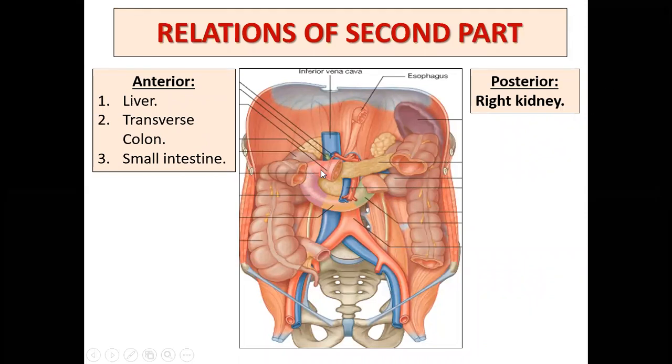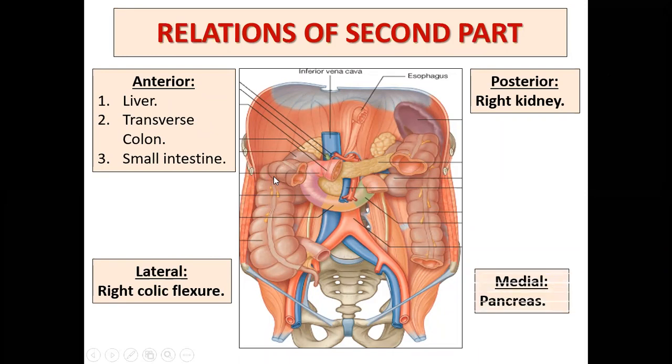It all have been removed so that you can easily appreciate these structures. Posteriorly, if you see here, the right kidney will be posterior to that second part. Then laterally, we have the right colic flexure, the bend at the junction between ascending and transverse colon. Then medially, we have the pancreas, the head of the pancreas, medial to the duodenum.